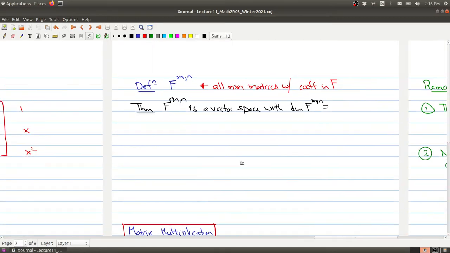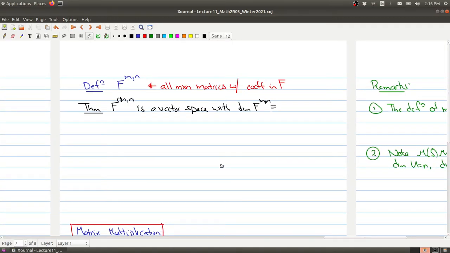Okay, and just a little bit of notation, since it's going to be useful throughout the course. When I write F^{m,n}, this means all m by n matrices with coefficients in F. This is something you probably remember from Math 1B03, that this is a vector space where the dimension is m times n. I actually proved this if you took it in Math 1B03 with me. If you didn't, that's okay. All you need to know is what the basis is.